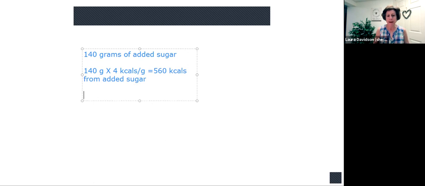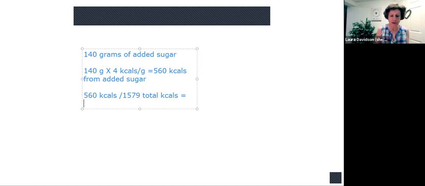So now I'm going to divide 560 kcals from added sugar, all right, divided by what? 1579 total kcals. And that's going to give us the magic number. So we'll go 560 divided by 1579. Oh my goodness. 0.35 or 35%. So, oh my goodness, like many Americans, Monique is getting much too much added sugar.